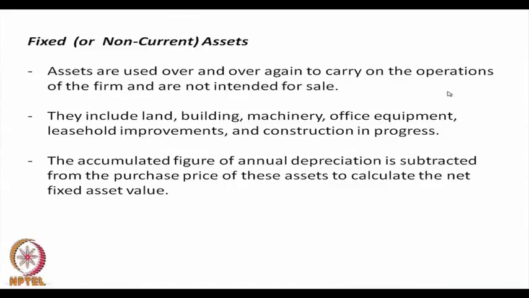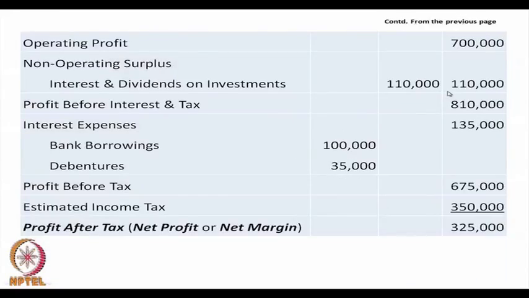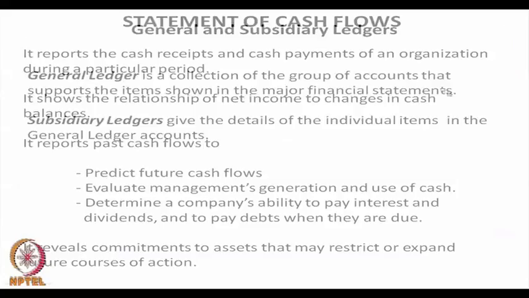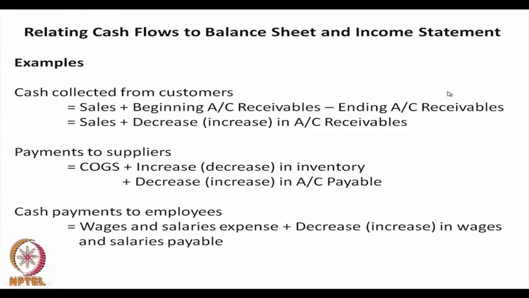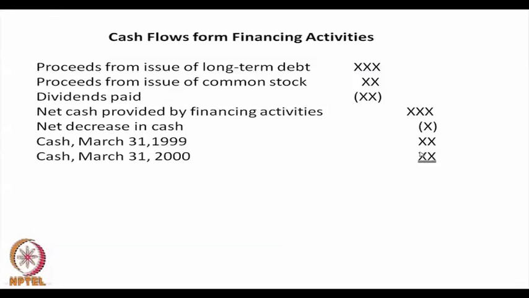So, we expect that if you have a statement of cash flows, then the 1999 figure plus or minus the net increase or decrease in cash, these two should give the 2000 March 31 figure that appears in the balance sheet of 2000. If it does not match, it means that reconciliation has to be made, or accounting ledger accounts must be once again scrutinized to see where the mistake is occurring.